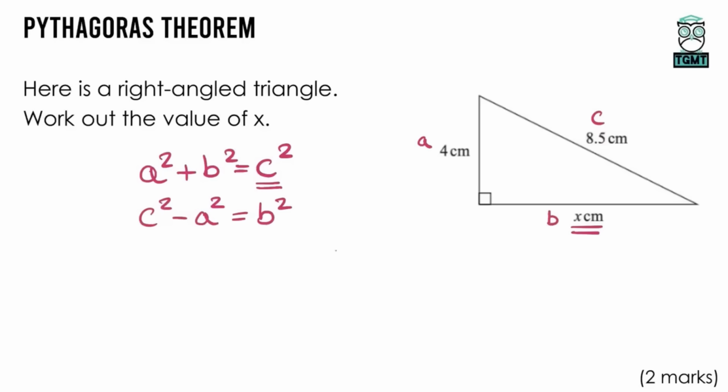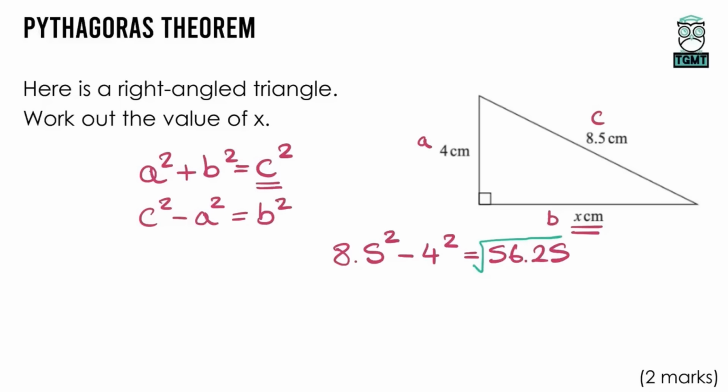So for this one, we would do 8.5 squared take away 4 squared. That's going to be equal to the answer that we're looking for, but the answer squared. So if we type that into a calculator, 8.5 squared take away 4 squared, it gives us the answer 56.25. Now clearly that side cannot be 56.25, so this should trigger your memory to remember at this point here you need to square root that answer in order to get to the length that we are looking for.